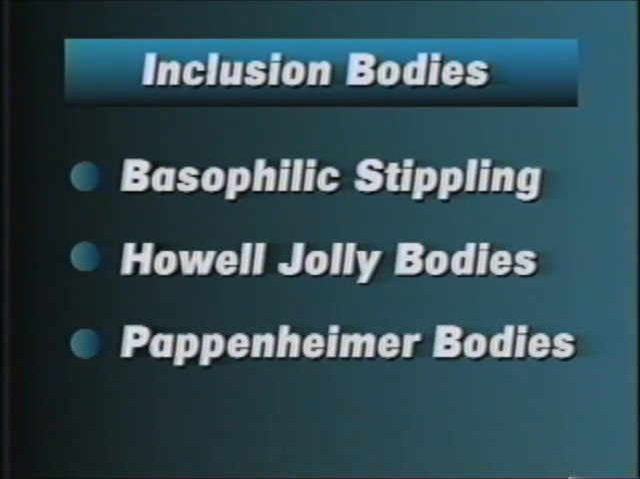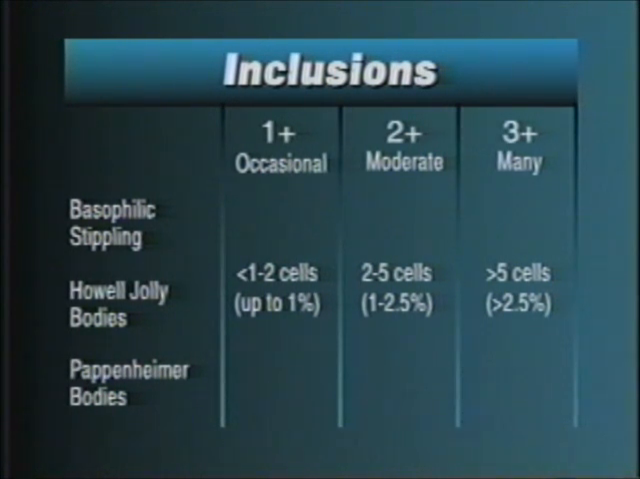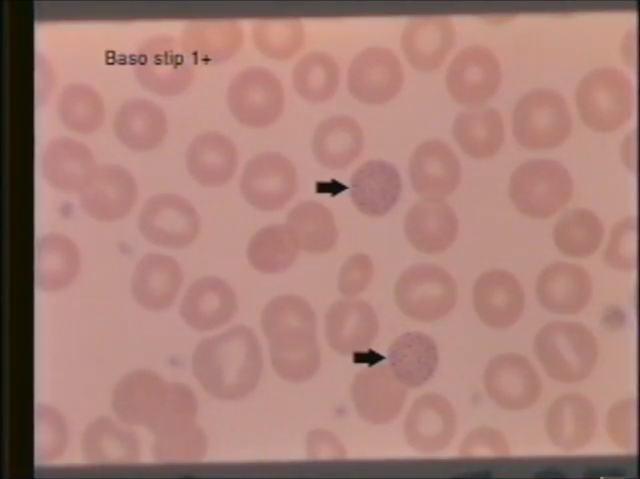You notice we call them Pappenheimer bodies and not siderocytes. If we're using Wright stain smears, the proper term to use is Pappenheimer bodies. We should really only use the term siderocytes if we have confirmed their finding on iron stain. I realize many of you probably do use the term siderocytes, but the correct term is Pappenheimer bodies when viewing under Wright stain smears. When we look at this slide, we can see the basophilic stippling, and we would realize that this would probably be a 1+ because there are only 2 in this field.